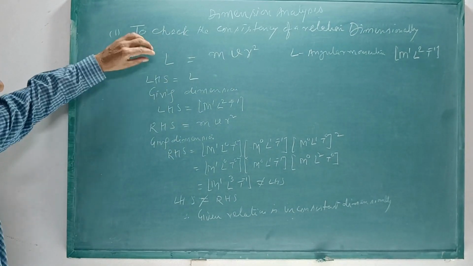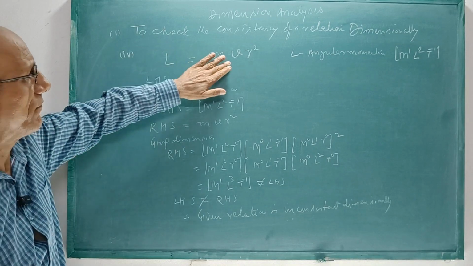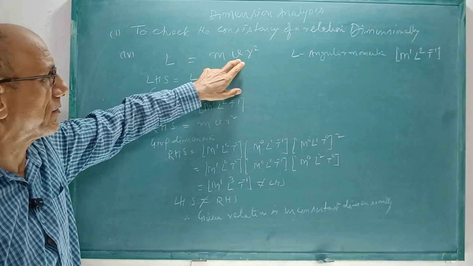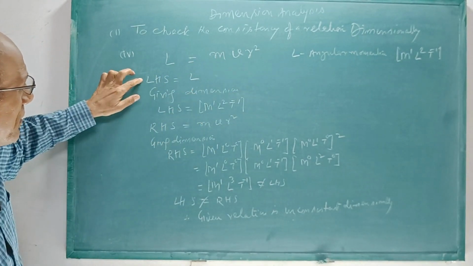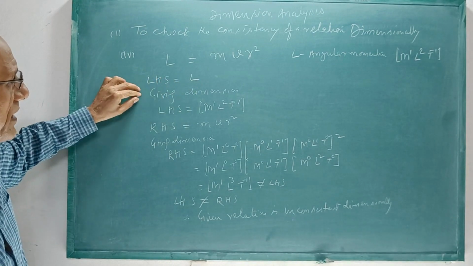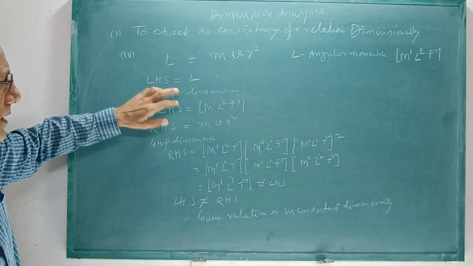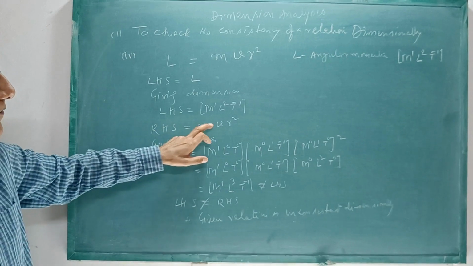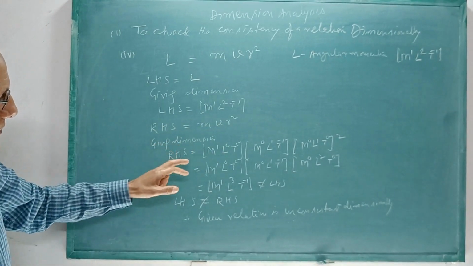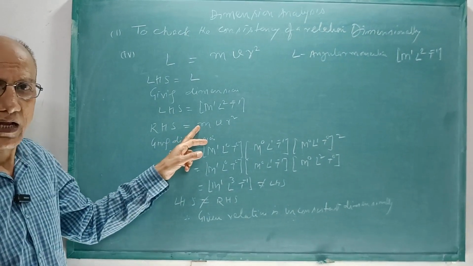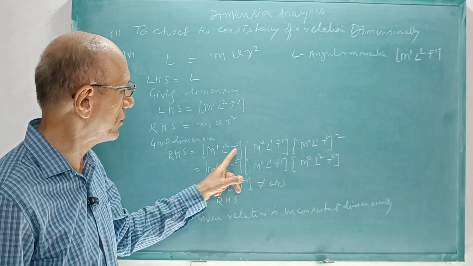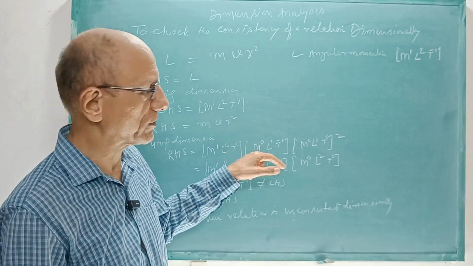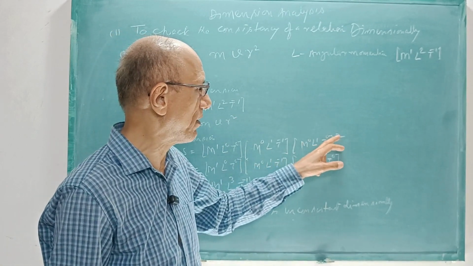Let's see once again. We have to check the relation L equals to mv r square. This L is the angular momentum, m is mass, v is velocity, and r is the radius. Taking LHS is equal to L, giving dimension. The dimension of the angular momentum are M1 L2 T minus 1. Then RHS is mv r square. So giving dimension, you get mass. The dimension of the mass is M1 L0 T0. Velocity is M0 L1 T minus 1. And radius is of course length, so M0 L1 T0 to power 2.